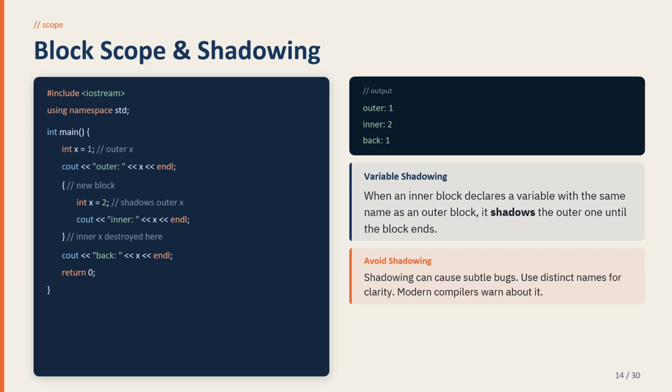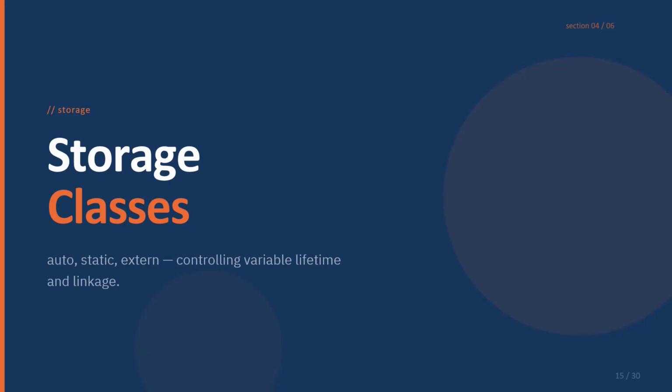Next is block scope or shadowing. When an inner block declares a variable with the same name as an outer block, it shadows the outer one until the inner block ends. This is known as the shadowing concept. We should usually avoid shadowing. This causes subtle bugs.